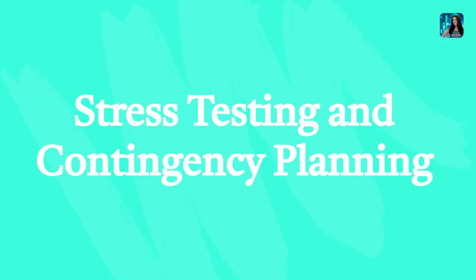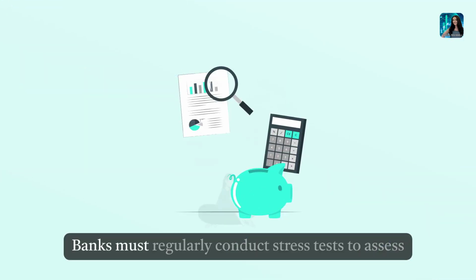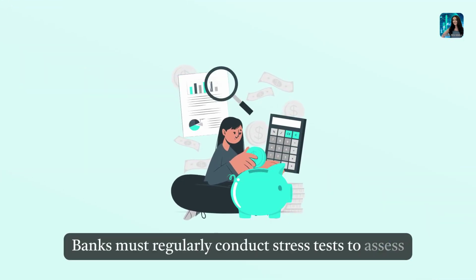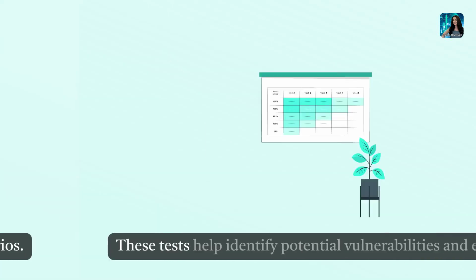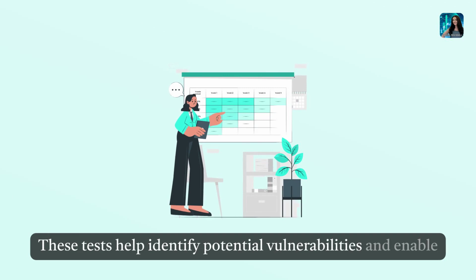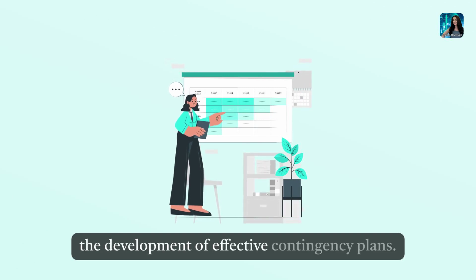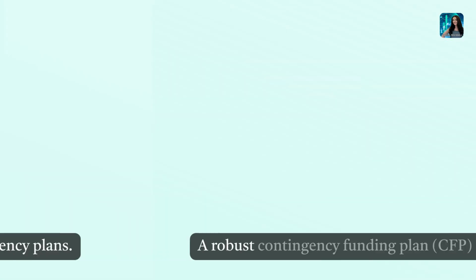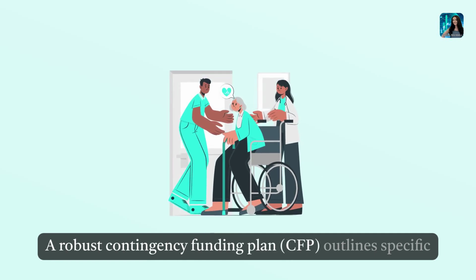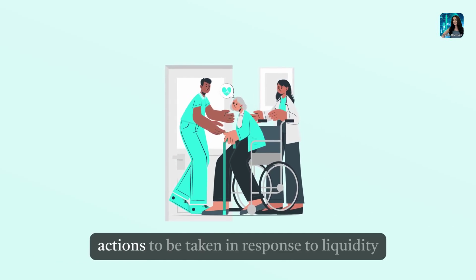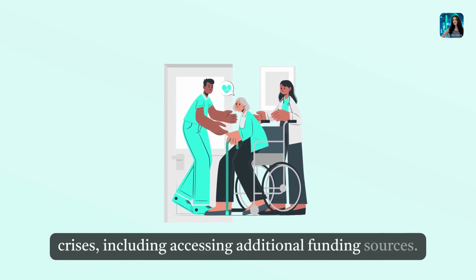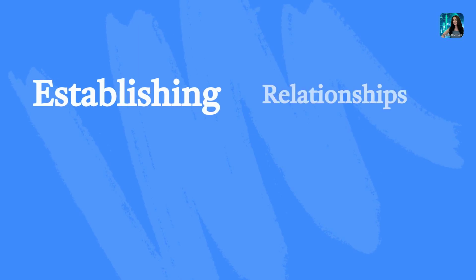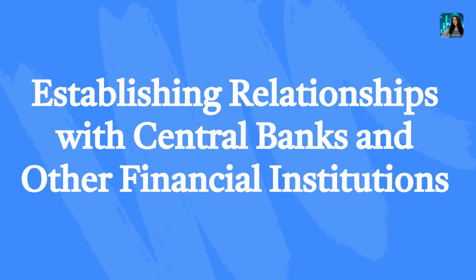Stress testing and contingency planning. Banks must regularly conduct stress tests to assess their liquidity position under various adverse scenarios. These tests help identify potential vulnerabilities and enable the development of effective contingency plans. A robust contingency funding plan, CFP, outlines specific actions to be taken in response to liquidity crises, including accessing additional funding sources.